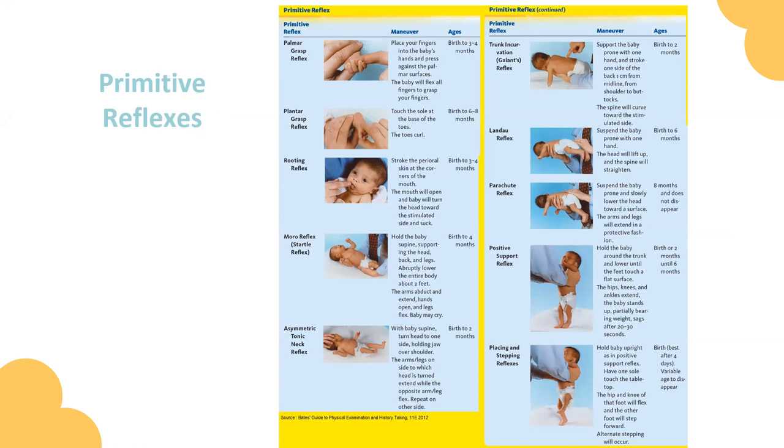The other primitive reflexes you can read by yourself, but at least you have to know the grasp reflex, the Moro reflex, the suckling reflex, and the rooting reflex. These are the primitive reflexes. Any delay in the inhibition of primitive reflexes would suggest that the CNS maturation is failing. Okay, so the next slide.